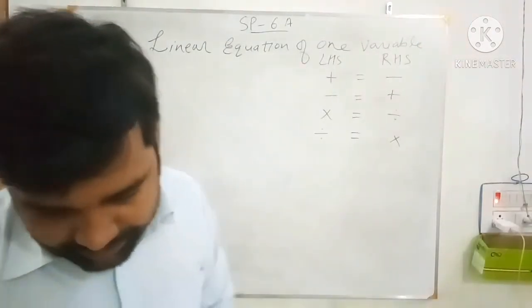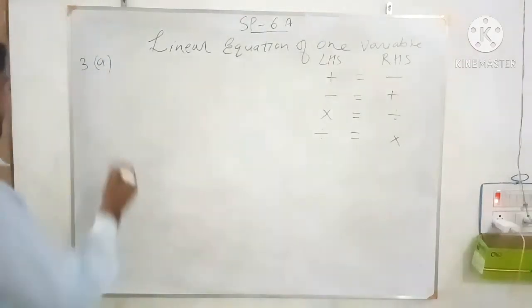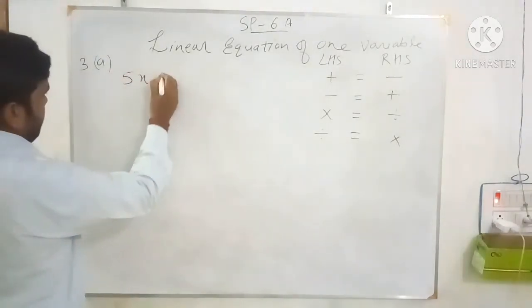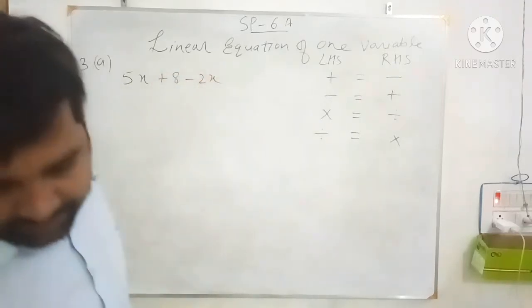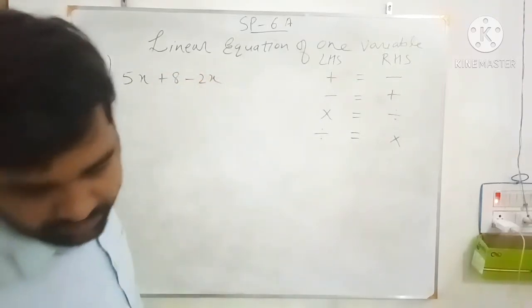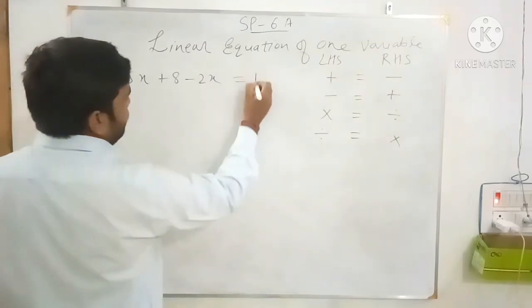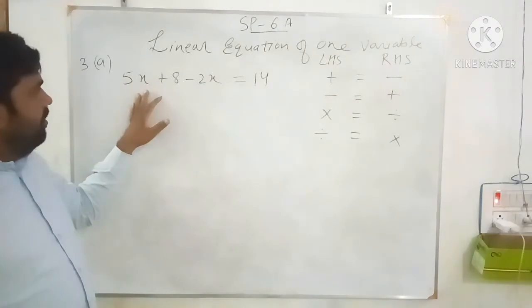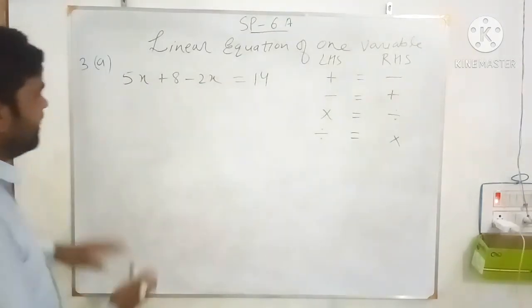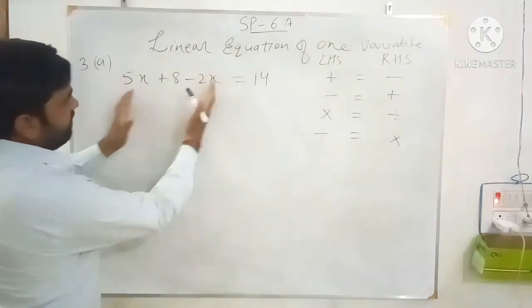5x plus 8 minus 2x equals 14. This is the equation. Now here again we transfer this constant to the right hand side, and on the left hand side we only keep the variables.